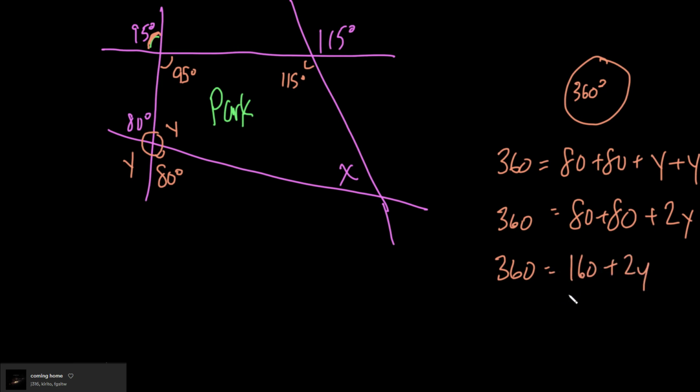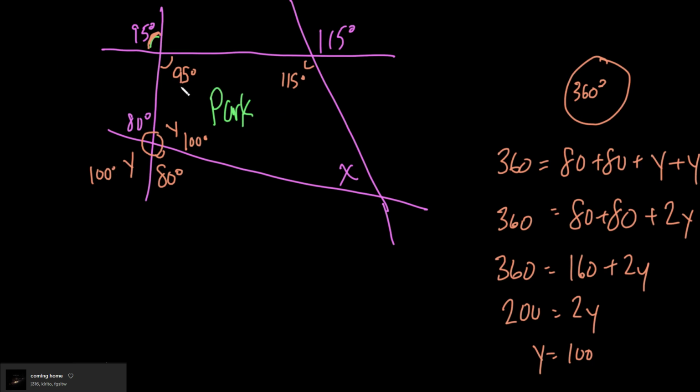I can subtract 160 from both sides. So 360 minus 160 is 200, which equals 2y. Divide both sides by 2, y equals 100. Which means this angle here is 100 degrees, and this is also 100 degrees. And now I can figure out what my value of x is, right?